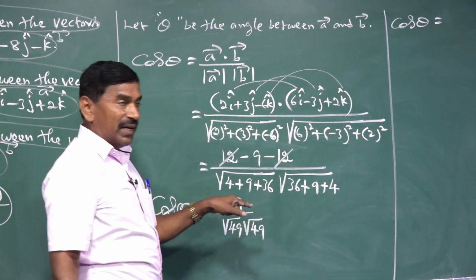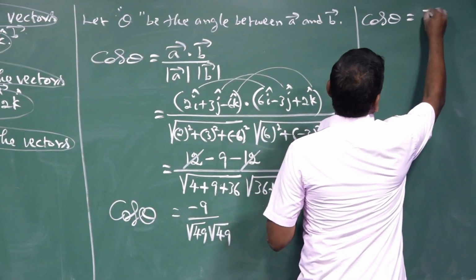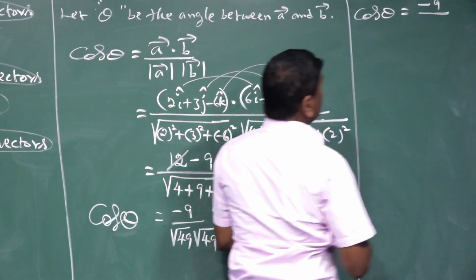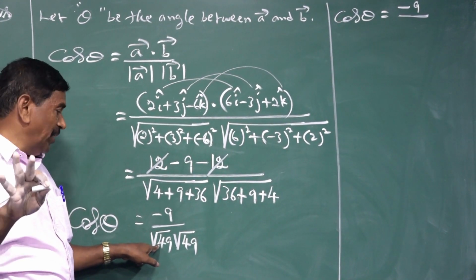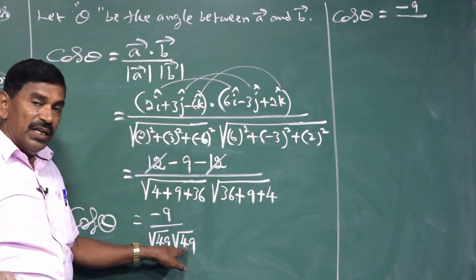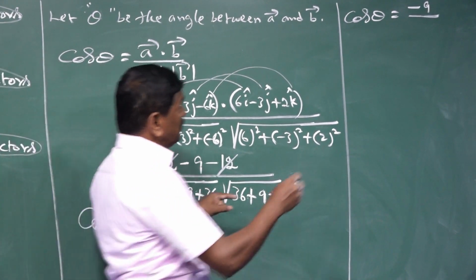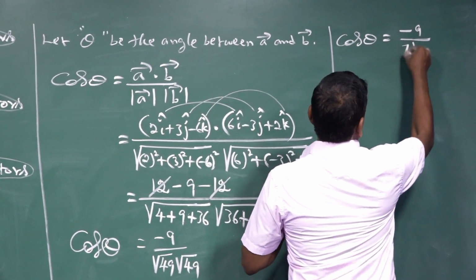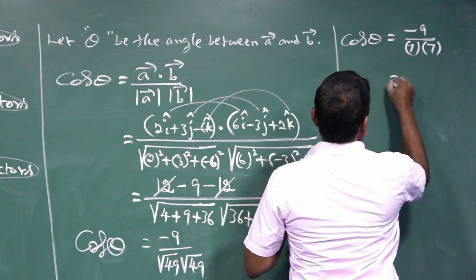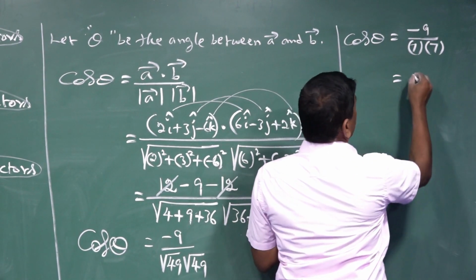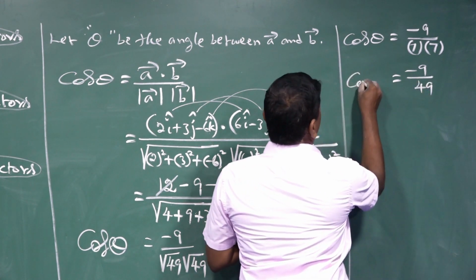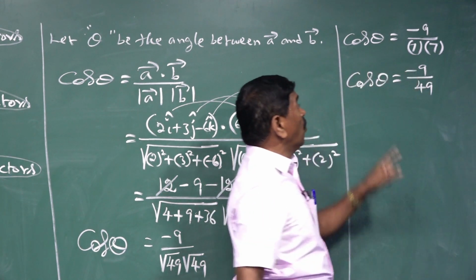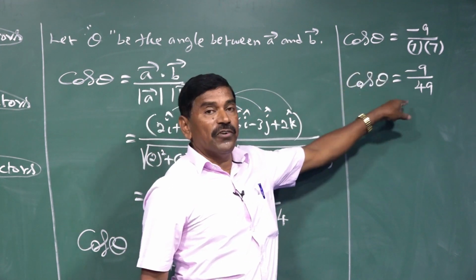Very good. What is the numerator? Yes, minus 9. Minus 9 by square root of 49 equal to? Yes, 7. Very good. Square root of 49 equal to 7, that is 7 into 7. So you want to write 7 into 7, which is equal to? Good. Minus 9 by 7 7s are 49, which is equal to cos theta. Okay, cos theta equal to minus 9 by 49.